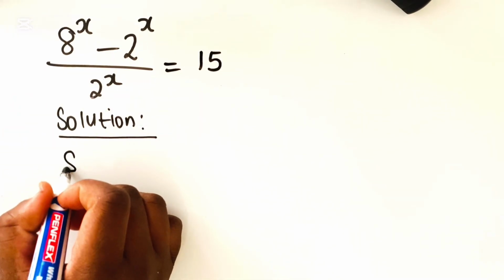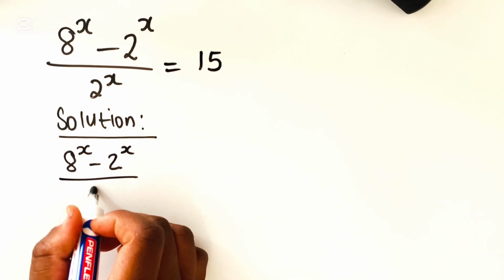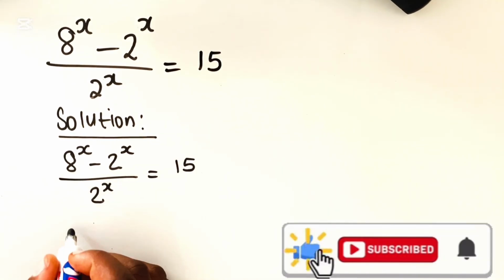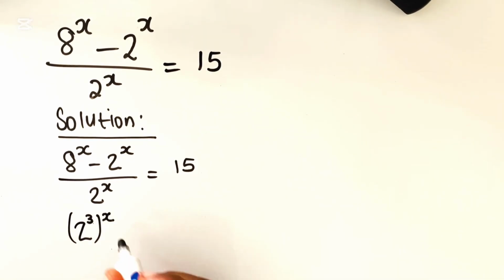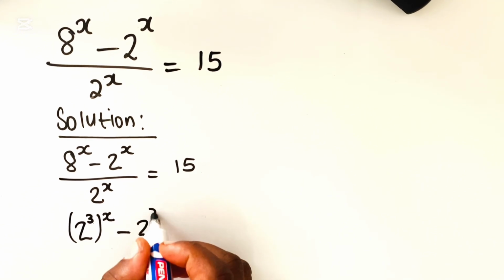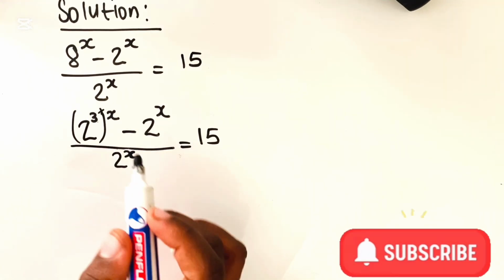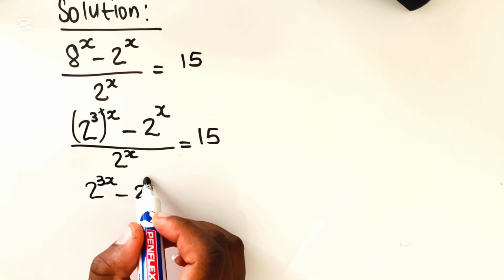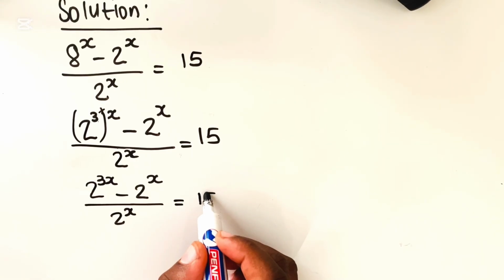We have (8^x - 2^x) / 2^x = 15. First, remember 8 can be written as 2^3, all to the power x, minus 2^x, all over 2^x equals 15. Multiply the exponents, that will give 2^(3x), then we cube the 2^x in the denominator, equated to 15.